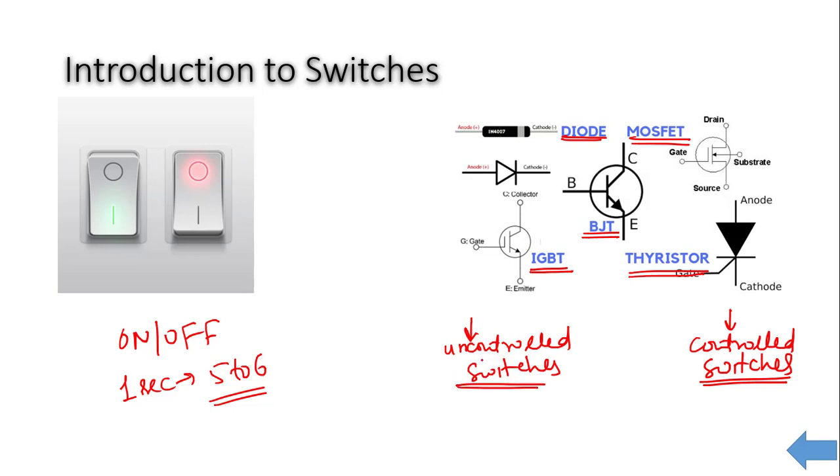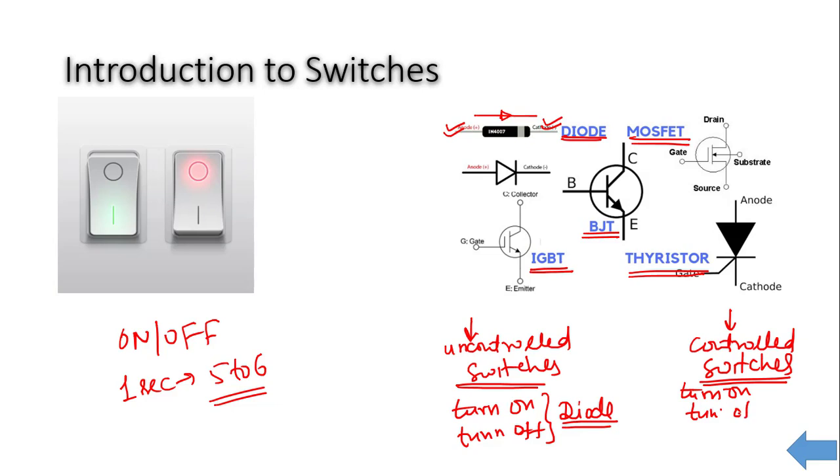Uncontrolled switches are those switches where turn on and turn off is not controlled. For example, a diode. A diode will work only when it is forward biased. Means once anode voltage is greater than cathode voltage, the diode will turn on and conduct. So you could say a diode is an uncontrolled device. But what are controlled devices? Controlled devices are those devices where turn on and turn off can be controlled.